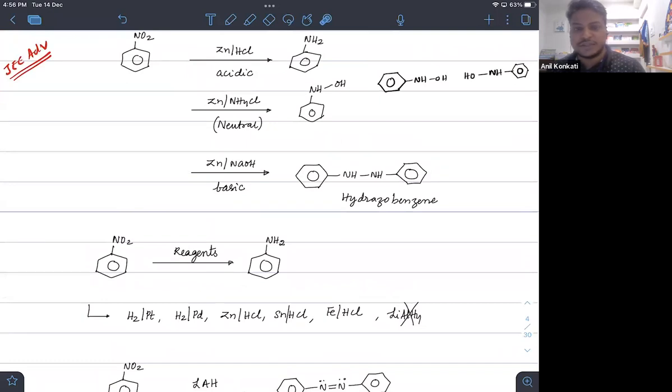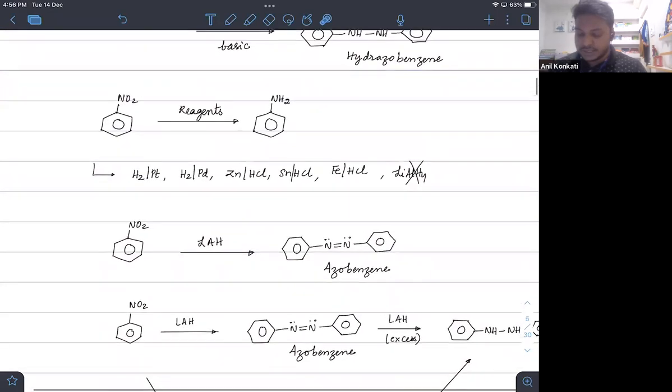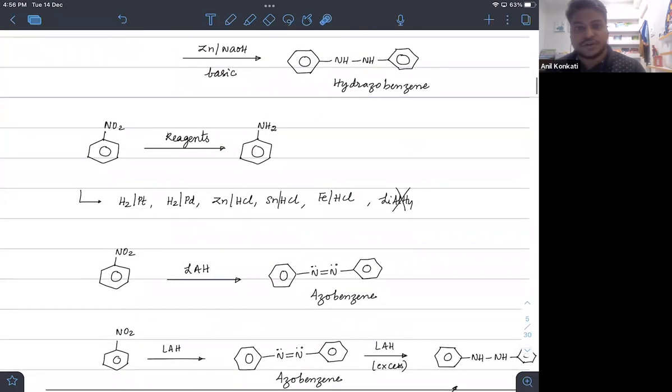So I hope you guys understood that. This is with zinc. So you can see zinc can act like a strong reducing agent. It will reduce NO2 to NH2. In neutral medium, it is slightly moderate. And in basic medium also it is strong, but it would form more amines.